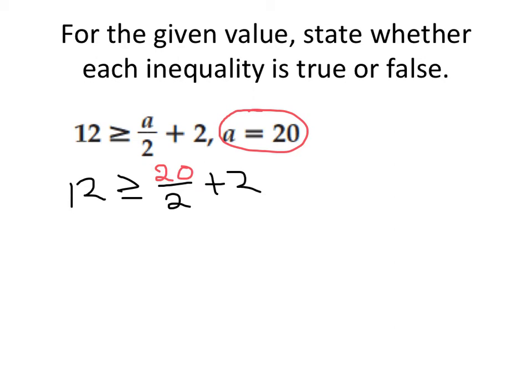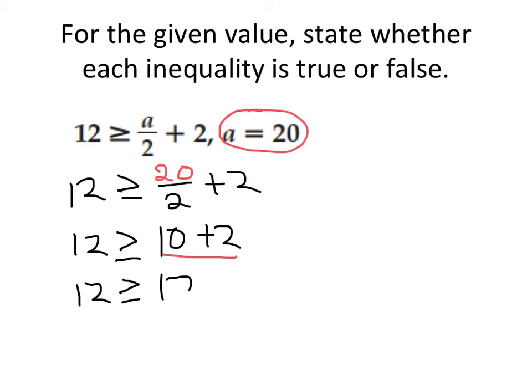Now, I'm going to look at the left side where the 12 is. There's nothing to simplify, so I'll go ahead and bring that down. Greater than or equal to. 20 divided by 2 is 10 plus 2. Let me continue on. The 12, once again, is still simplified on the left side. The right side, I'm going to go ahead and combine the two like terms, 10 and 2, and get 12.